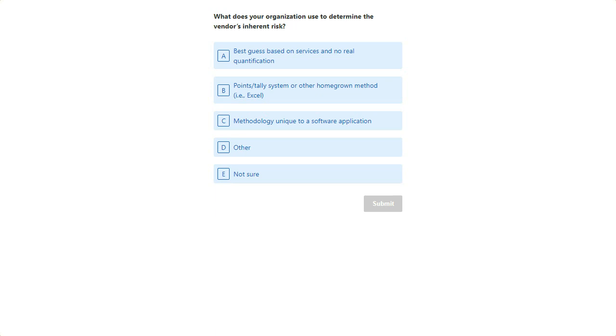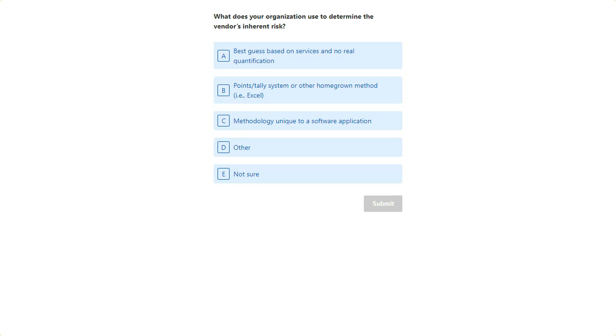This poll question is, what does your organization use to determine the vendor's inherent risk? A best guess based on services and no real quantification, a points or tally system or other homegrown method, a methodology unique to a software application, other or not sure.